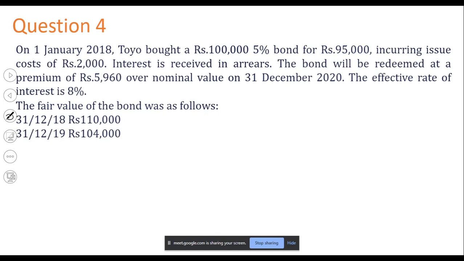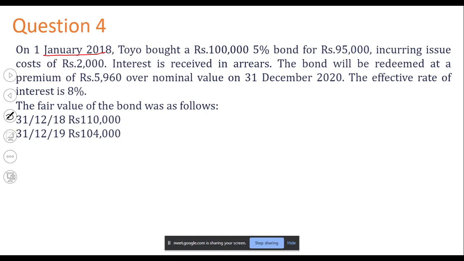Question number 4. Read the question number 4. On 1st January 2018, Toyo bought a 100,000 5% bond for 95,000. The previous example itself. We did this as the amortized cost example also, so it's easy for you. So initially we are getting a discount of 5,000. Incurring issue cost of 2,000, interest is received in arrears.